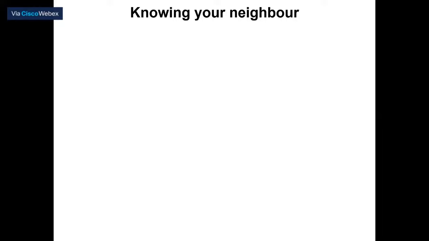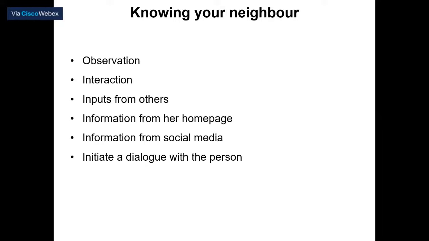Now, how to know about this particular neighbor? You may already know this person a little bit, but you can also do more. For example, these are some of the methods which can be used. Observation. Since this neighbor is here for a month, you and your family members have been observing her for some time. So you have probably learned something about her through observations, or you and your family may have had a little interaction which gave you an opportunity to know her, which could be another one.